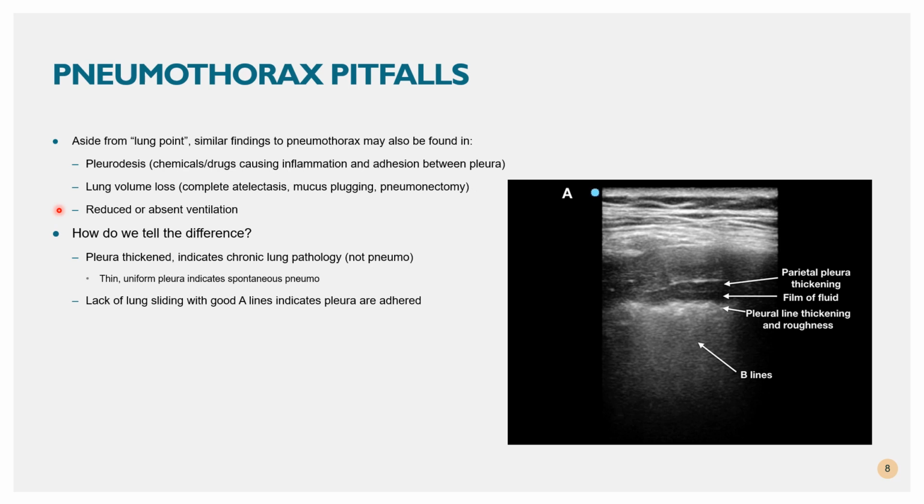Now, when we see some of these pitfalls or pathologies that can trick us into thinking that there's a pneumothorax, there are some other ways that we also want to evaluate this. If we see that the pleura is thickened, it could indicate chronic lung pathology, not a pneumothorax, but pathology that is preventing the sliding of that parietal pleura. If we really want to know for sure in the normal lung that it's aerated, we're looking for thin, uniform pleura. And if we have thin, uniform pleura or the absence of any sort of pleural sliding, then that would also be supportive of a pneumothorax diagnosis.